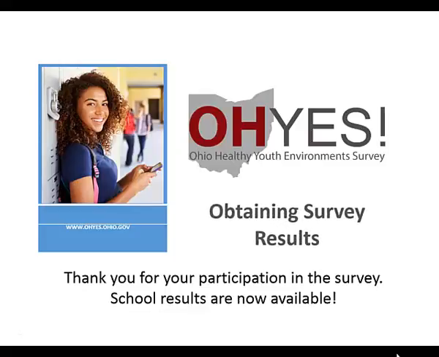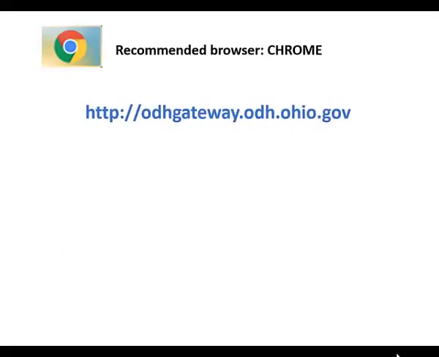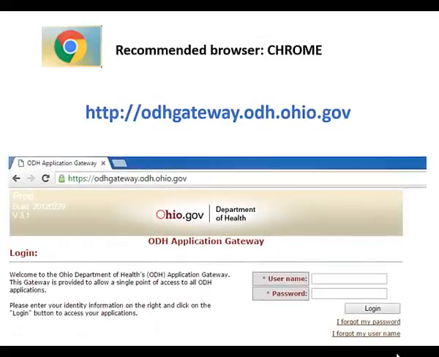This webinar provides a brief overview for obtaining OHYES results using the Department of Health Data Warehouse Application Gateway. For full site functionality, please use Chrome as your internet browser. To get the secure login, go to the Ohio Department of Health Application Gateway at the address shown. Only superintendents and principals will be given access to the secure site. Please enter the username and password emailed to you.